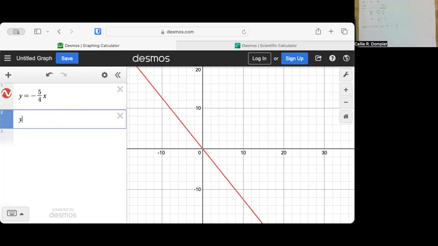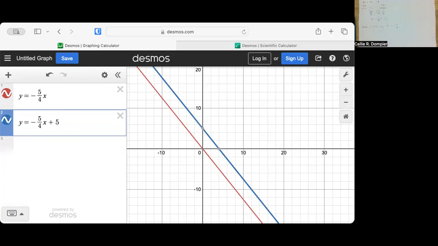All right? y equals -5/4 x plus 4 plus 5. Those have the same slope, so those are parallel. What is the negative reciprocal?